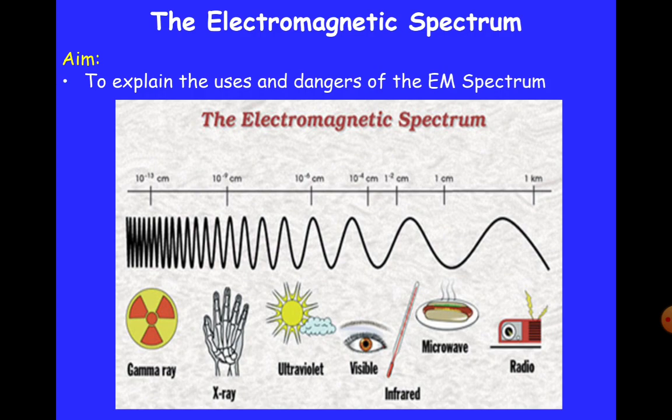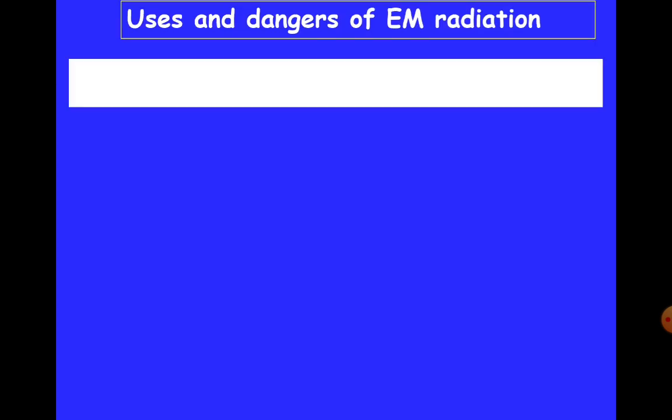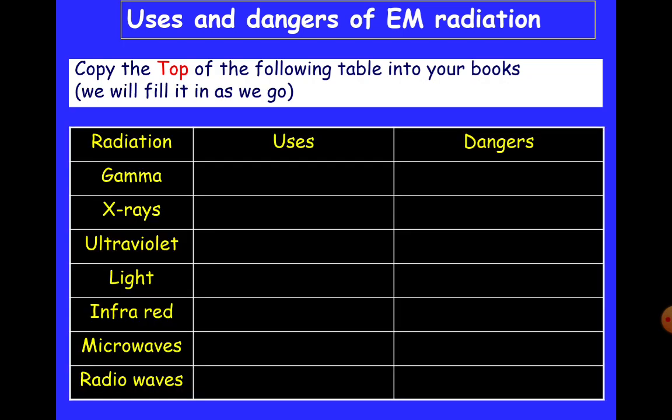Okay. I would recommend you especially to copy this table in order for you to get a clear view of the different uses of the different types of electromagnetic waves and the dangers of electromagnetic waves. So again, pause the video, copy the table, and then we're going through all the different types of electromagnetic waves. I would recommend that you use a complete page to fill in, okay?